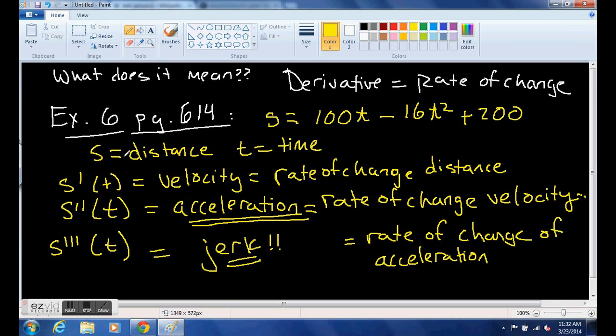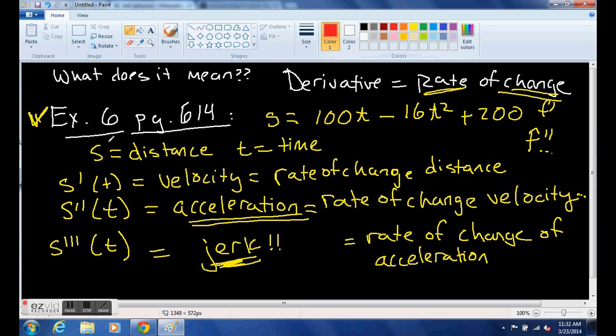So the jerk, I always think of it in an elevator. If you feel the acceleration change differently, that's the third derivative of distance. Some of these problems get a little bit wordy. They say, what is the rate of change? That's the first derivative. What is the rate of change of the rate of change? That's the second derivative. But the thing I like about this example is the different rates of change have words that we know.